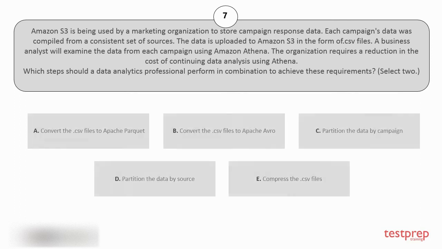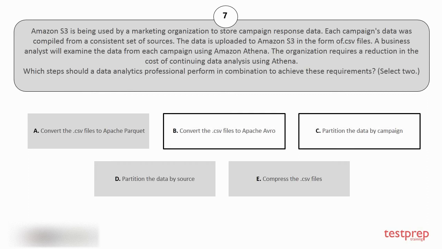Your options are A. Convert the CSV files to Apache Parquet. B. Convert the CSV files to Apache Avro. C. Partition the data by campaign. D. Partition the data by source. E. Compress the CSV files. The correct answers are option B and C.